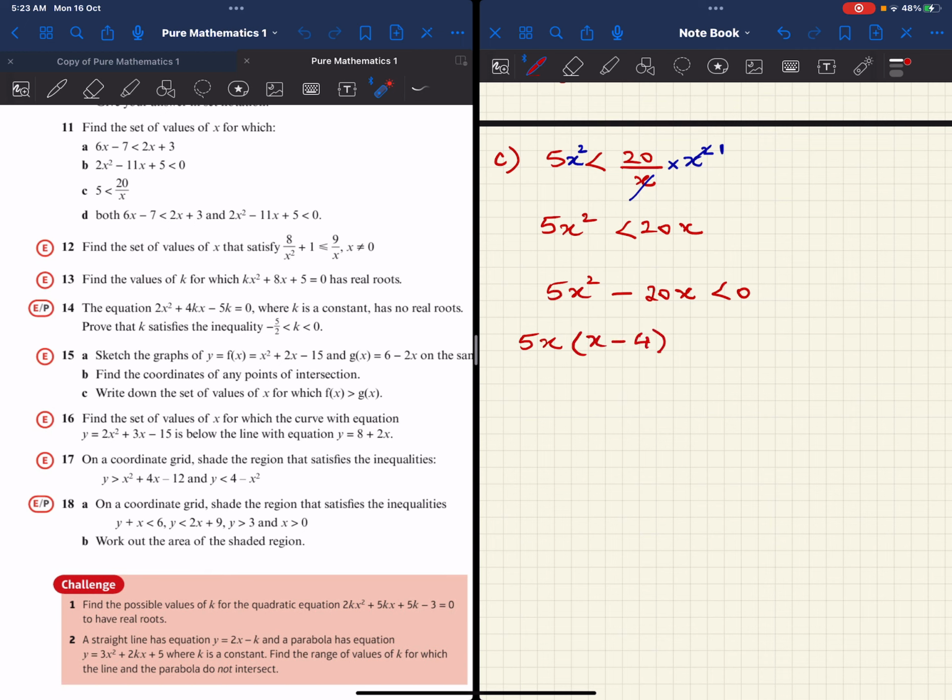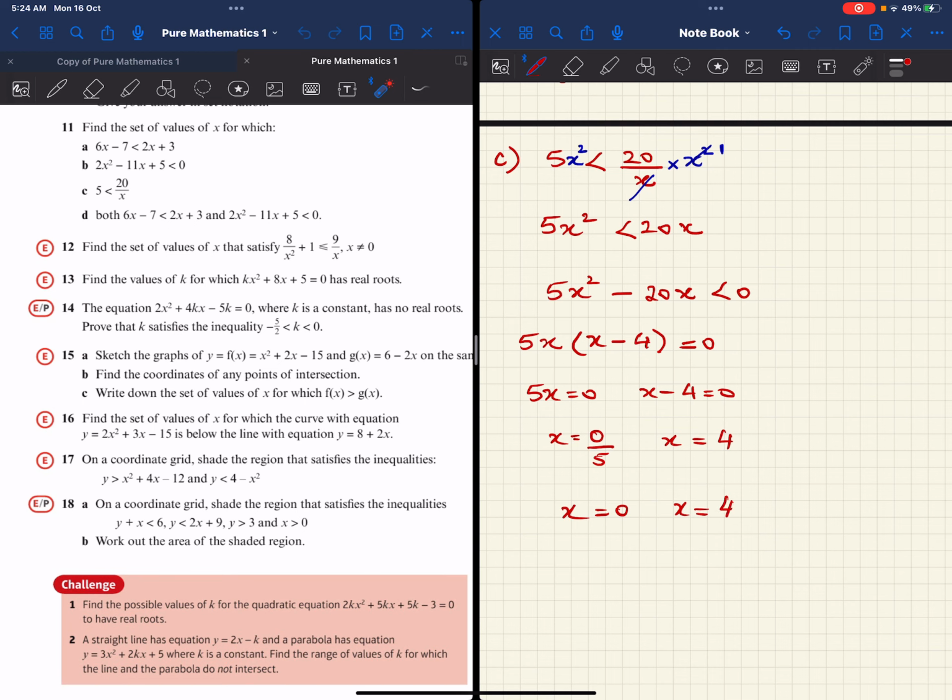For critical values, we can equate it to 0. So 5x is equal to 0 and x minus 4 is equal to 0. So x is equal to 0 divided by 5, x is equal to 4. Therefore, x is equal to 0 and x is equal to 4.